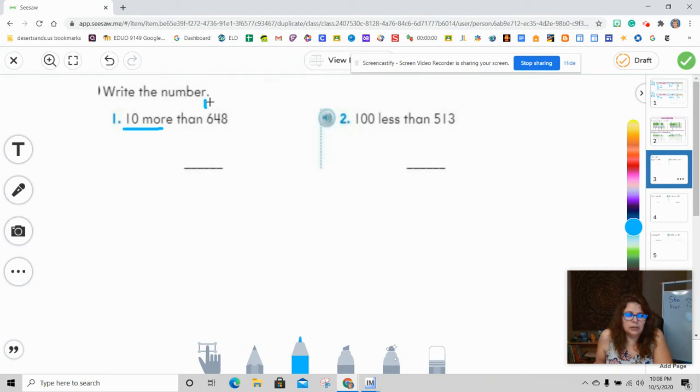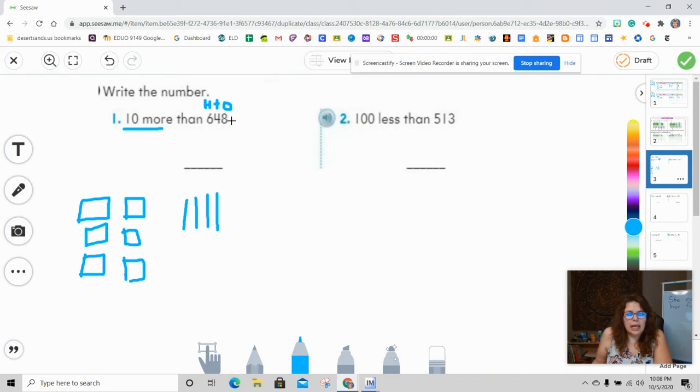So I'm going to put HTO. And I have to draw 6 hundreds. That's 1 hundred, 2 hundreds, 3 hundreds, 4 hundreds, 5 hundreds, and 6 hundreds. Then it says that I have 4 tens. So I'm going to draw 4 tens. And they're like lines. And then I have 8 ones. So I go 1, 2, 3, 4, 5. And I always put them in groups of 5. And then I start in group 6, 7, and 8.